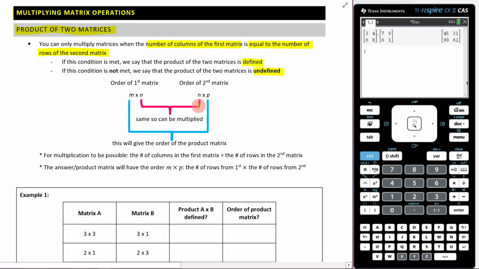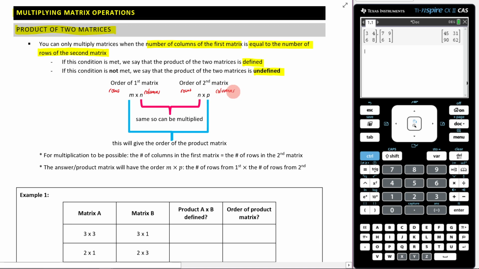Let's go through this little diagram here, which is very helpful. So here we have the order of the first matrix, and the order is m times n. So m is the amount of rows I have, and n is the amount of columns I have. Over here, we have our second matrix, so we're multiplying these together. This is the order of it, so n times p. n is going to be the amount of rows I have, and p is going to be the amount of columns I have.